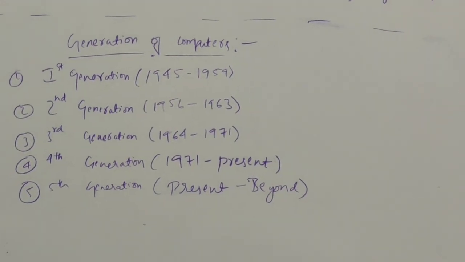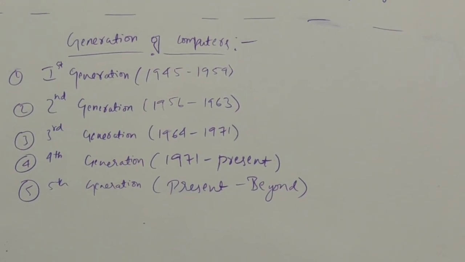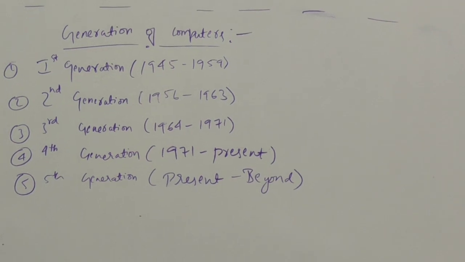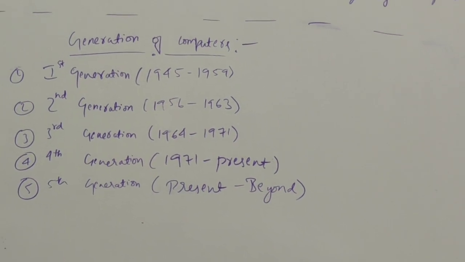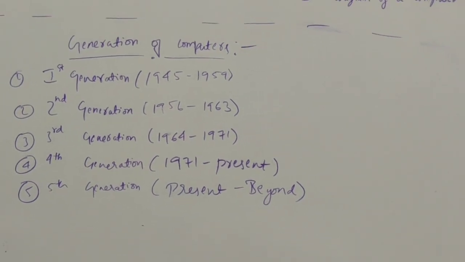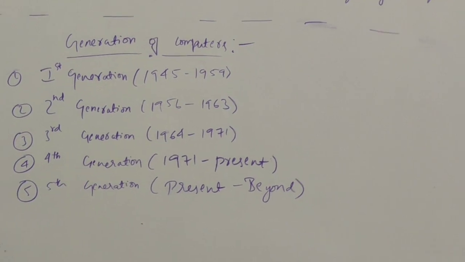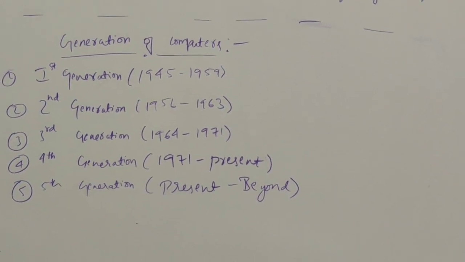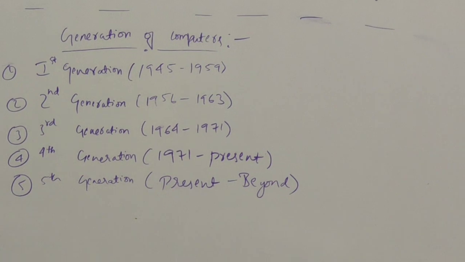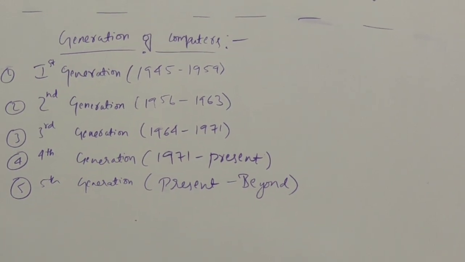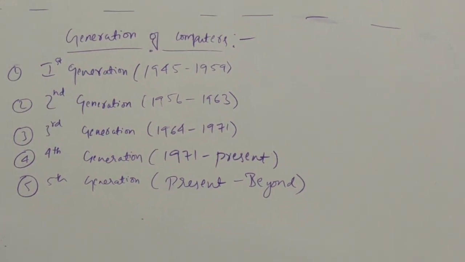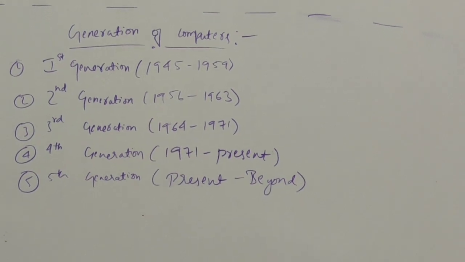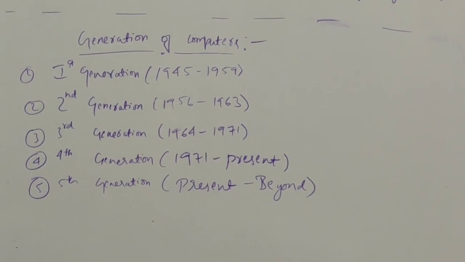Next comes the second generation computers, that is 1956 to 1963. Here, in 1948, the invention of the transistor greatly changed the computer's development, and they were built with diodes and transistors. Their speed was 10 to the power of minus 6 seconds. They had more primary memory and provided higher reliability.